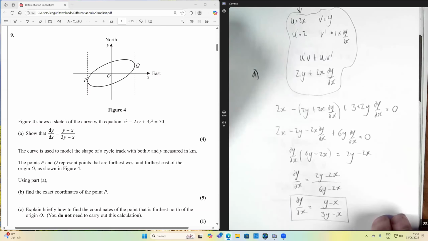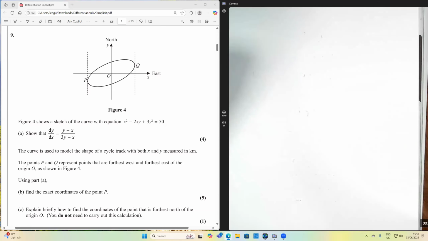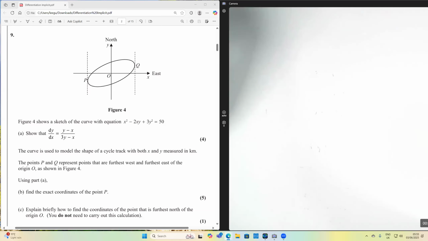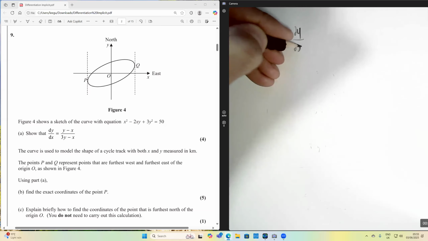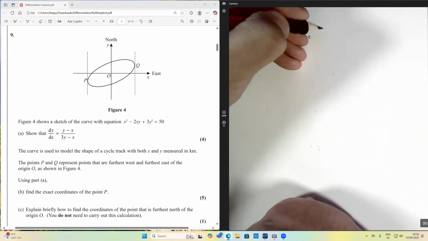Now, one of the reasons I wanted to look at this question is because part B, I think, is really quite intriguing. So part B says, the points P and Q represent the points that are furthest west and furthest east of the origin O, as shown in figure 4. Using part A, find the exact coordinates of P. So again, this is quite a tricky kind of idea, and I have seen this idea come up a number of times in exam questions. So it's useful for us to know how to think about this.